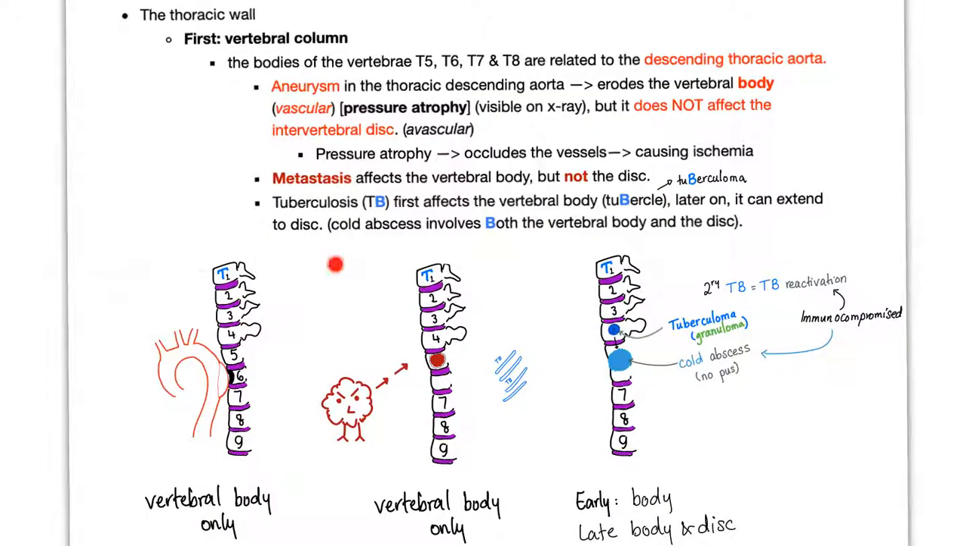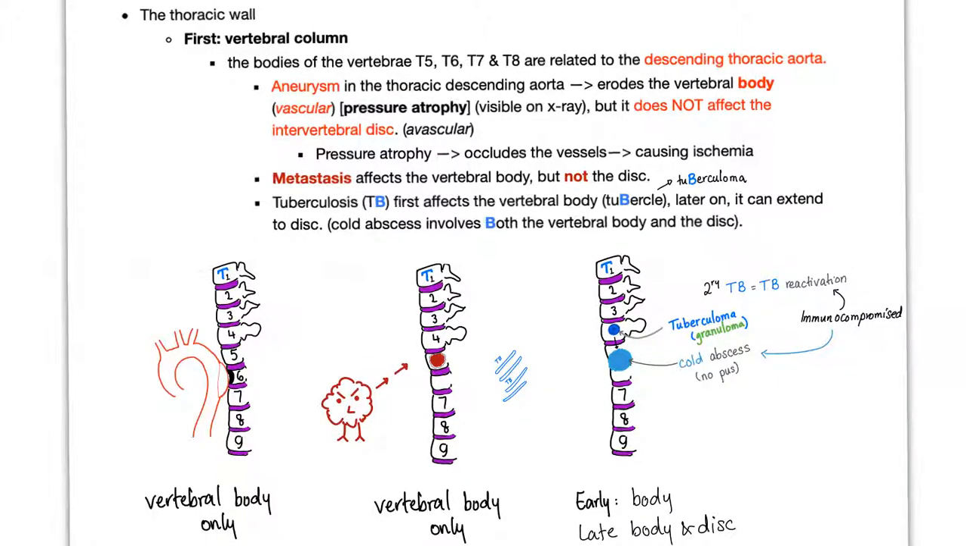I've talked about all of this in my first lecture in my pulmonology playlist, and it was called Clinically Oriented Anatomy of the Thorax. In brief, if you have a descending thoracic aortic aneurysm, it's going to involve only the body, not the disc. If you have metastasis from a cancer coming to your vertebral column, it's going to involve the vertebral body only, but not the disc. Why not? Because the disc is avascular. It's cartilage, honey, and we're talking about hematogenous spread here.